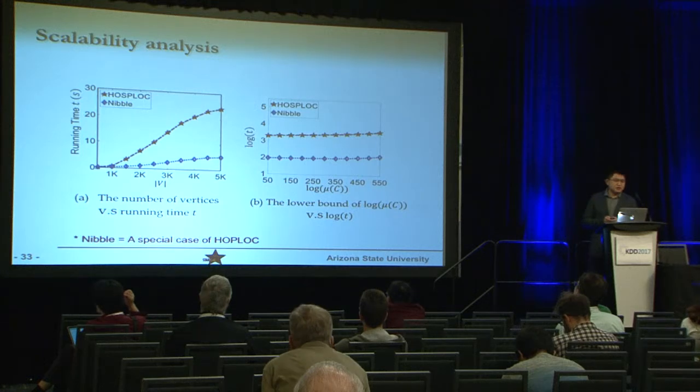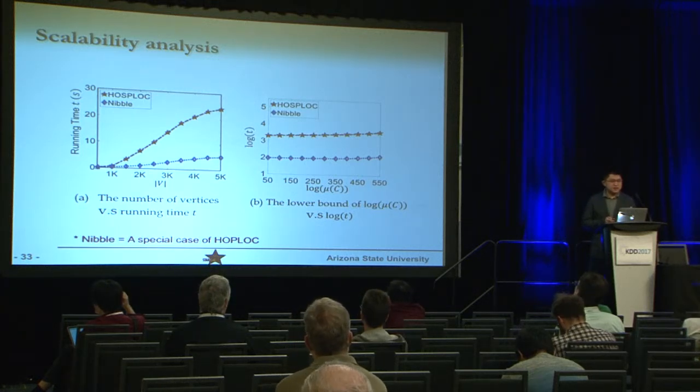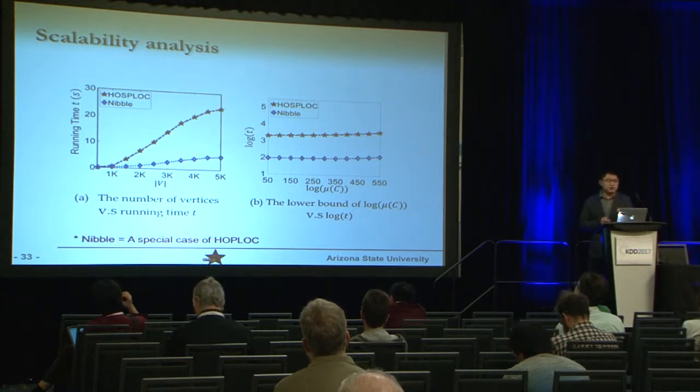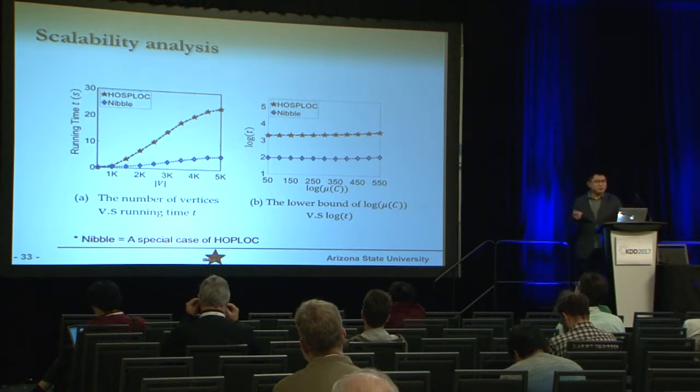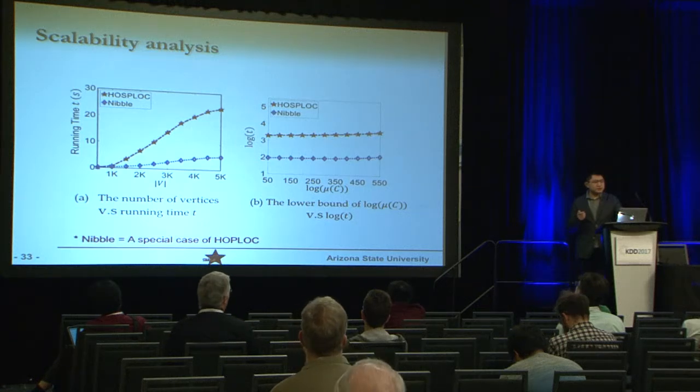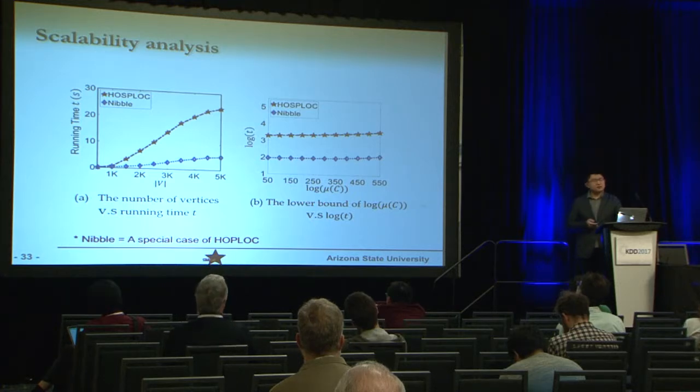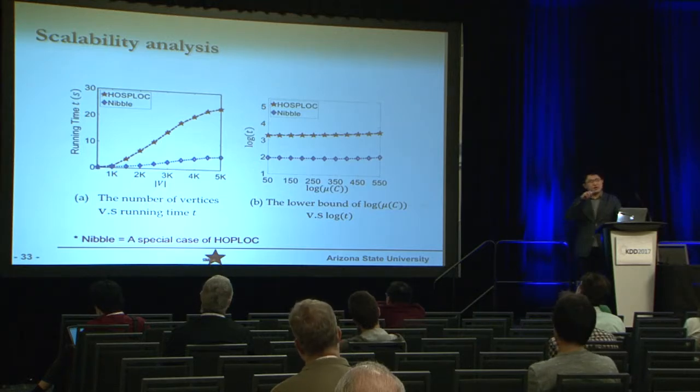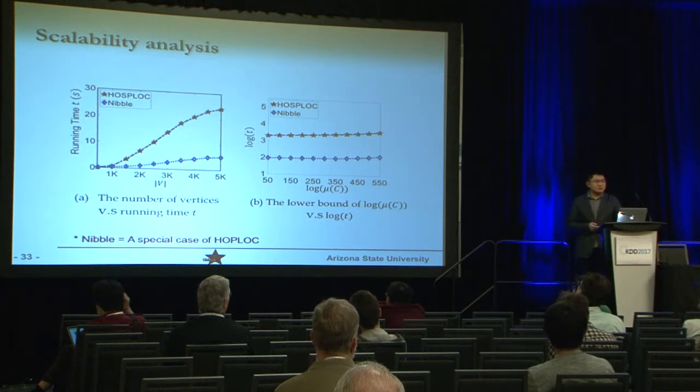In the first figure, we show the running time versus the increasing size of the given graph. We can see the curve is increasing polylogarithmically, so it's consistent with our time complexity analysis. The second figure is a log-log figure. The horizontal axis indicates the log of the volume of the returned cluster, and the vertical axis indicates the log of the running time. We can see the red curve is around linear, so it demonstrates our time complexity is polynomial with respect to the volume of the returned cluster.